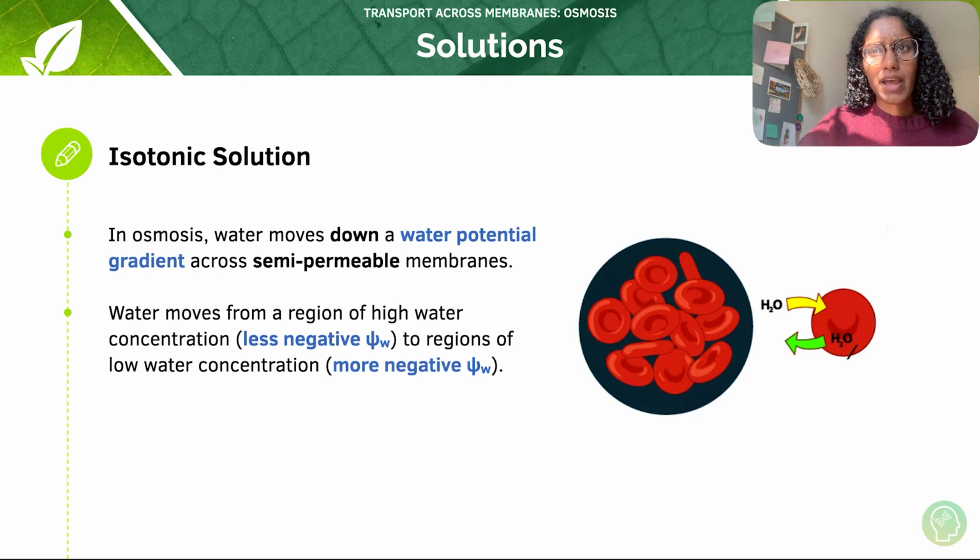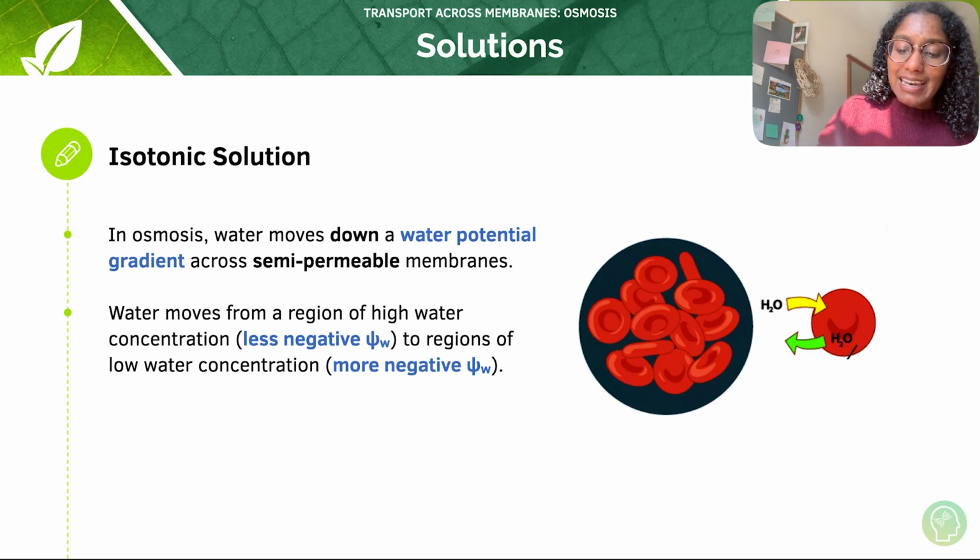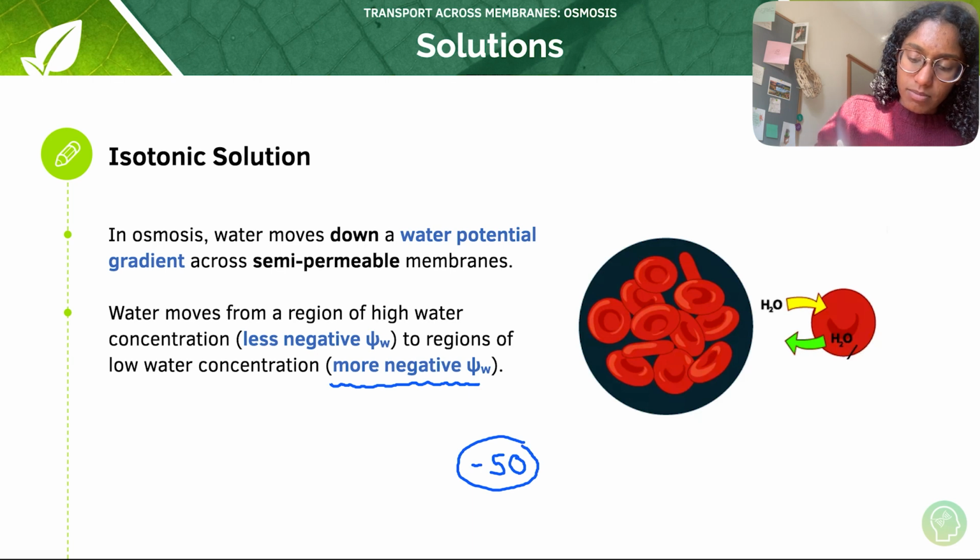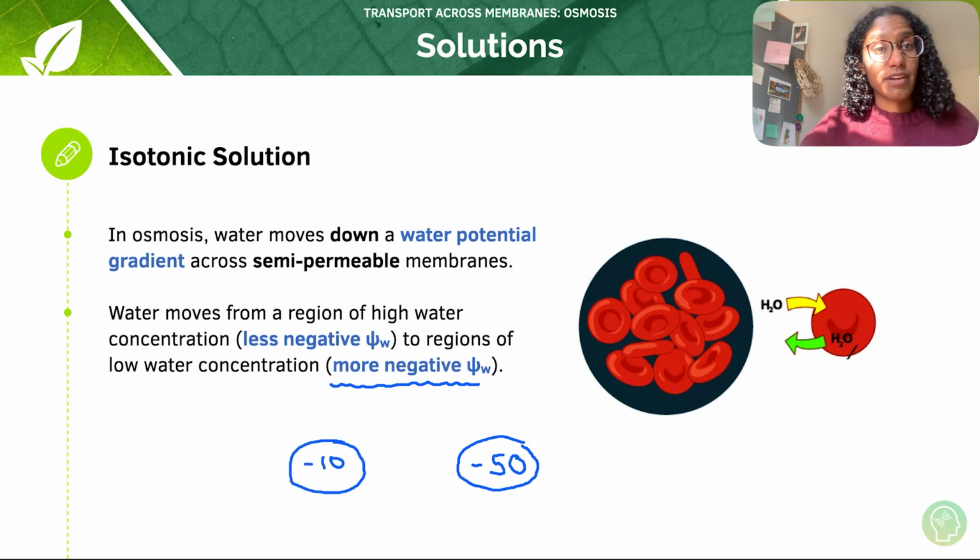We've already got that definition in our heads. So water's moving from a region of high water concentration, i.e. less negative psi W, to regions of low water concentration, so more negative psi W. So remember, something that is more negative, for example, let's take the number -50, is more negative than -10, but they're both negative values. Now, this is what I would say is a higher water concentration because it's higher than -50. This is a lower water concentration because it's lower than -10.